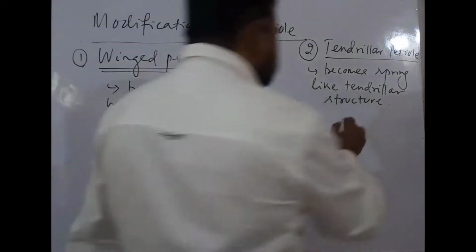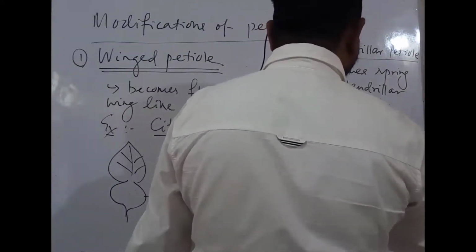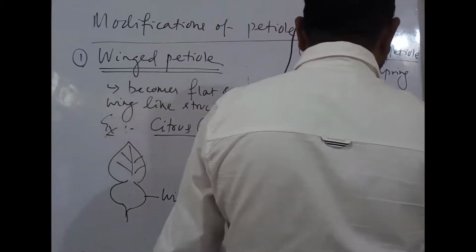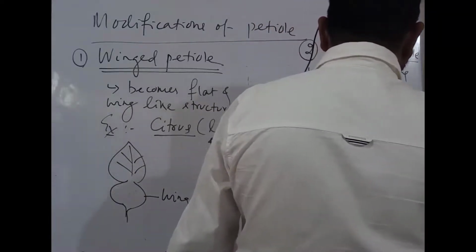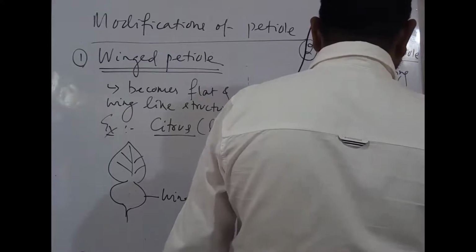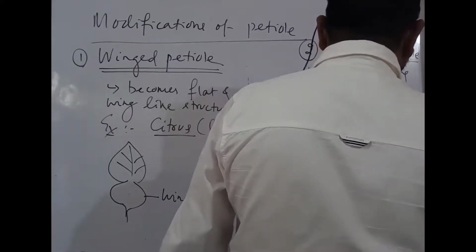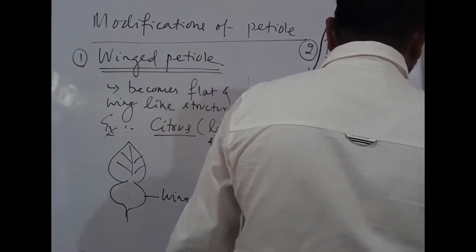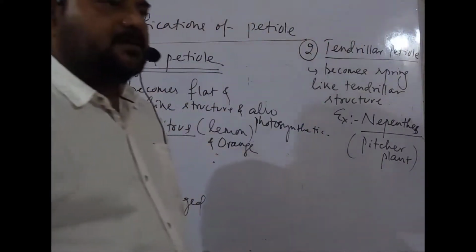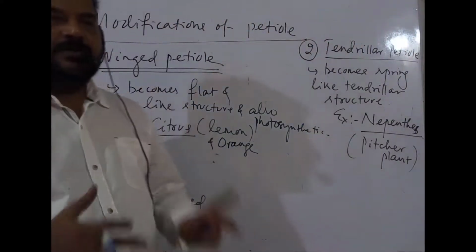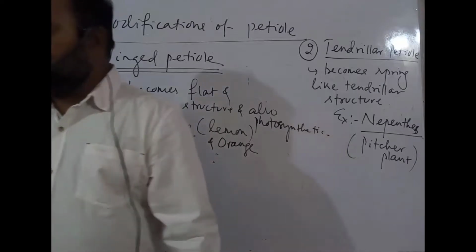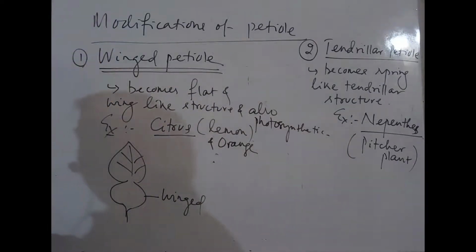And the example here is Nepenthes. Nepenthes is the pitcher plant. All of you know about the pitcher plant. It is an insectivorous plant. It traps the insect. Its leaves are modified to pitcher. Just look at the diagram here.